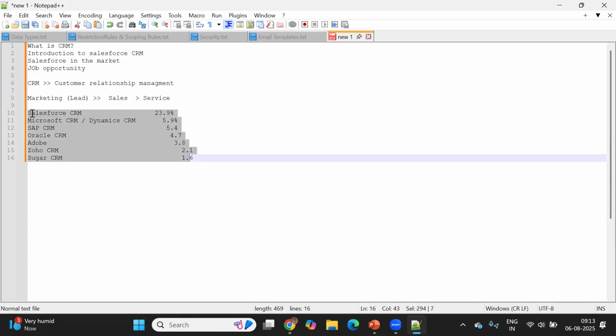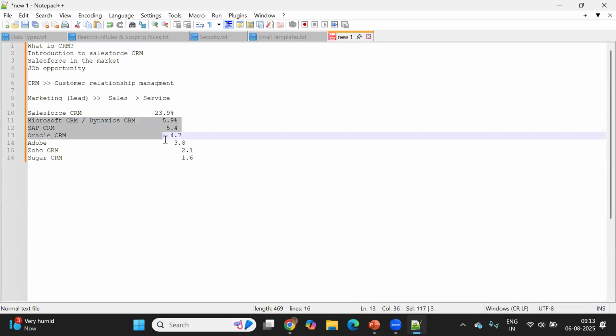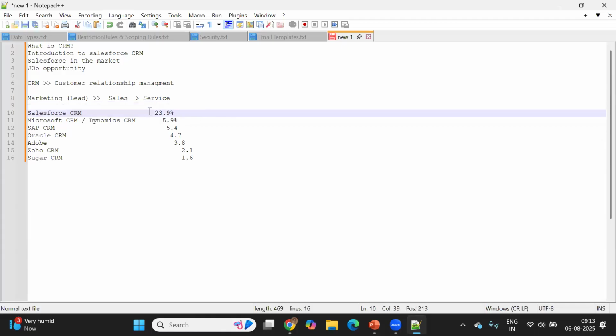If you see, Salesforce CRM is the market leader. If you take the second, third, fourth, and fifth positions and add them all up, their market share will not cross the Salesforce CRM market. That means Salesforce CRM is far ahead compared to the other CRM applications. What is the point to understand here? If 23.9% of customers are with Salesforce CRM, that means you are going to get a good number of job opportunities in Salesforce CRM. Getting my point?